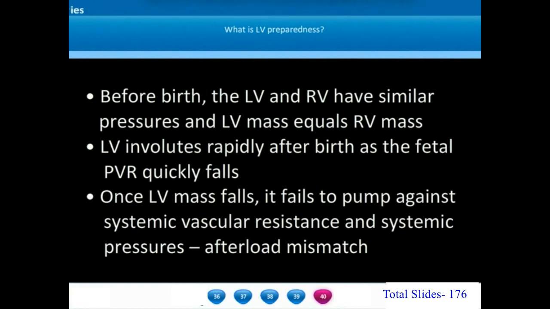As the left ventricular mass progressively reduces in relation to the body surface area, it becomes very thinned out. Such a thinned out left ventricle may not be able to pump against systemic vascular resistance and systemic pressures if we perform an arterial switch operation. This inability of the thinned out left ventricle to pump against the high systemic vascular resistance and high systemic arterial pressures is afterload mismatch.